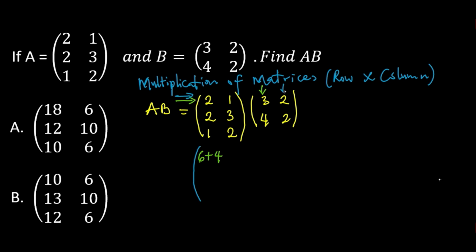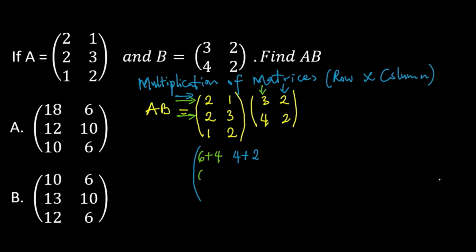Okay, the first row again multiplies the second column. So we have 2 times 2, we have 4 there. And the second element in the row of A, we multiply the second element in the column of B. 1 times 2 gives you 2. So we are done with the first row there. Let's take the second row now. Second row of A, we multiply the first column of B.